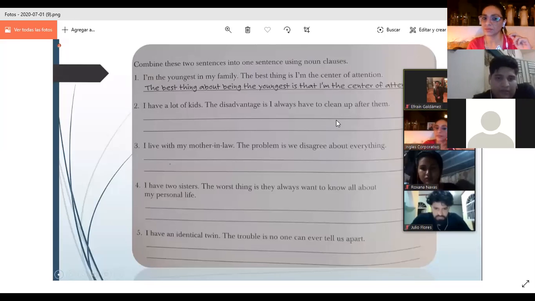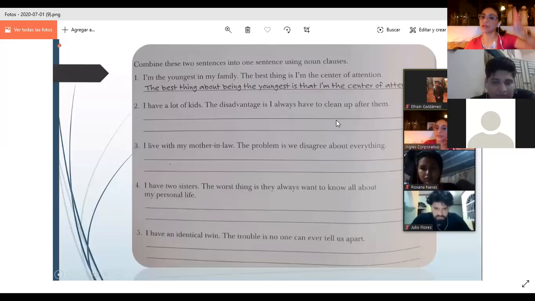Okay, so let's see the next sentence, the fourth one. The worst thing of having twin sisters is that they always want to know all about my personal life. All right. Is that they always want. Perfect.